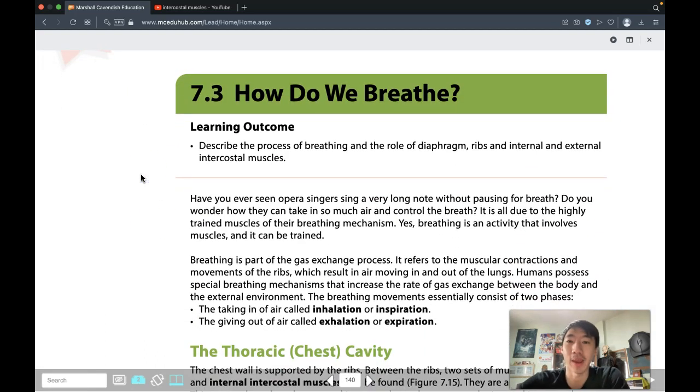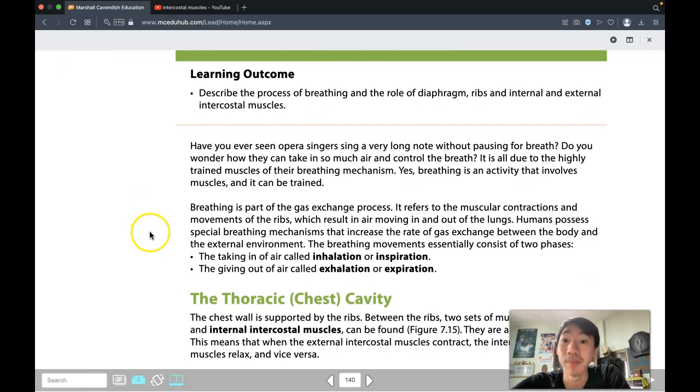Alright, let's jump back in and let's talk about how we breathe. Okay, so in this part of the chapter, we're going to describe the process of breathing and the role of the diaphragm, ribs, and internal and external intercostal muscle. This is for pure science or pure biology.